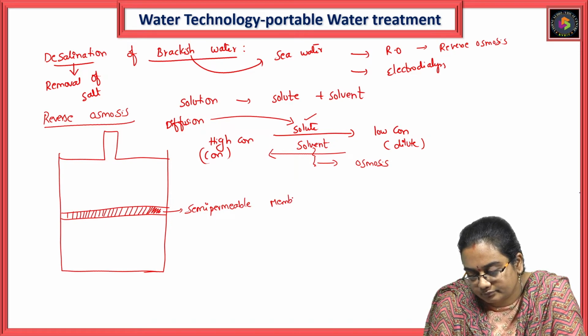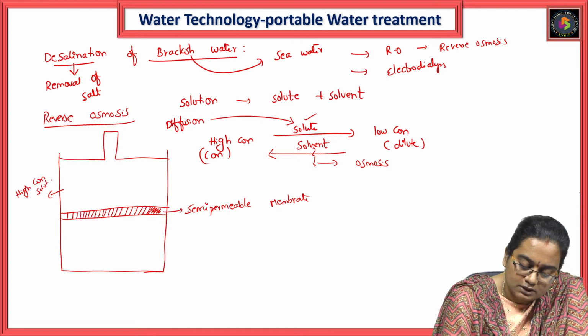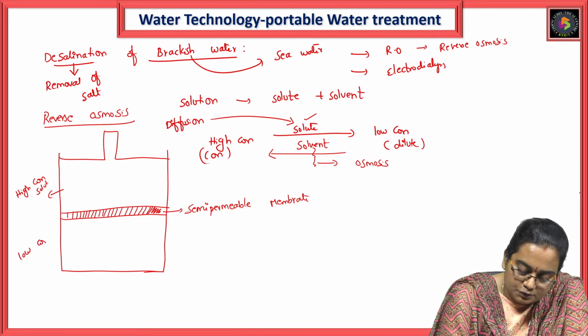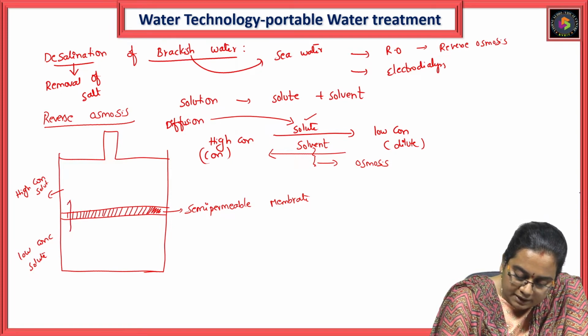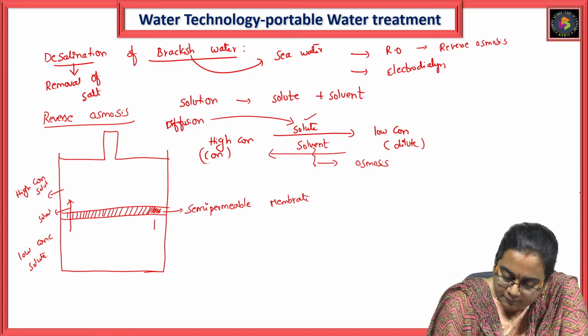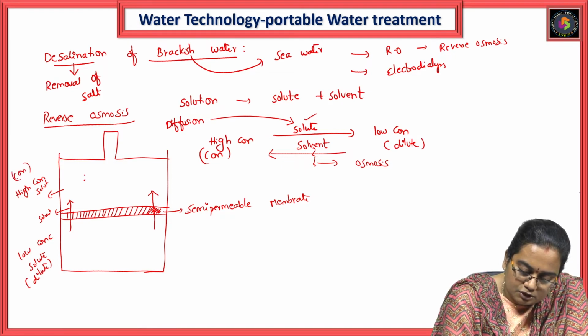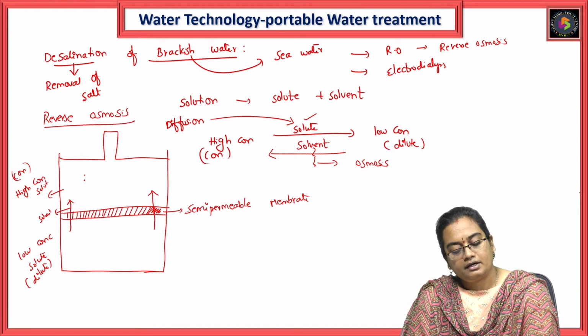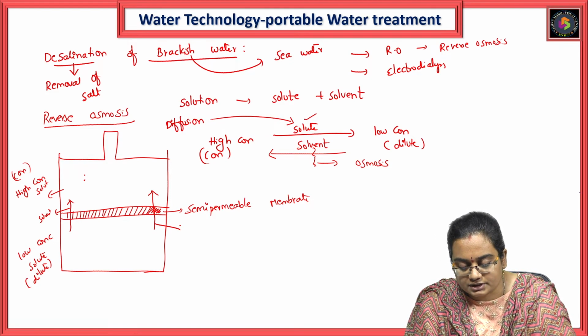Semi-permeable membrane. And here we have a high concentrated solution, and here a low concentrated solution. So actually what will happen? Osmosis means particles start migrating. That means your solvent starts migrating from low concentration, meaning the dilute one, to concentrated. So solvent particles start migrating from dilute to concentrated through the semi-permeable membrane, then it is known as osmosis.